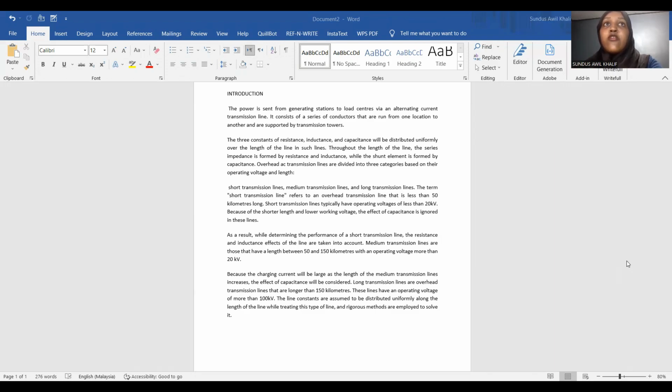These consist of resistance, inductance, and capacitance, which will be distributed uniformly over the length of the lines. The series impedance is formed by resistance and inductance, while the shunt element is formed by the capacitance. Overhead AC transmission lines are divided into three categories based on their operating voltage and length: short transmission lines, medium transmission lines, and long transmission lines.